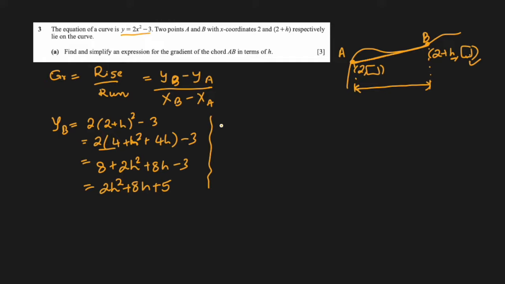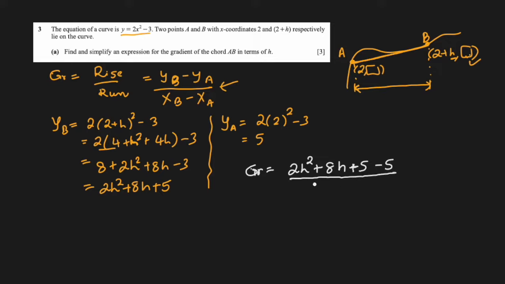Okay, now let's find ya. I'll substitute just 2 and I'll get it. So 2 times 2 squared minus 3, which is 4 times 2, 8 minus 3, 5. So using this, now I can find the gradient. The gradient is equal to yb, which is 2h squared plus 8h plus 5, minus ya, divided by xb, the x coordinate of B, which is 2 plus h, minus xa, which is 2. The 5s cancel out, so that comes out to be 2h squared plus 8h divided by just h.